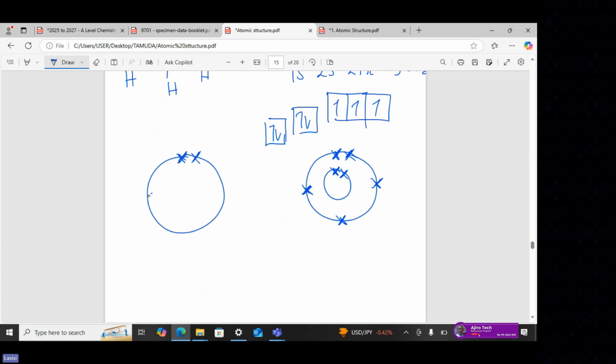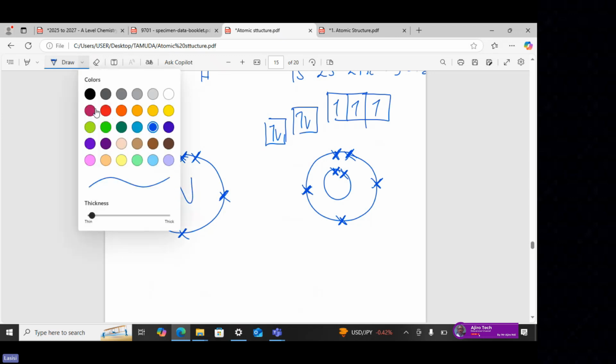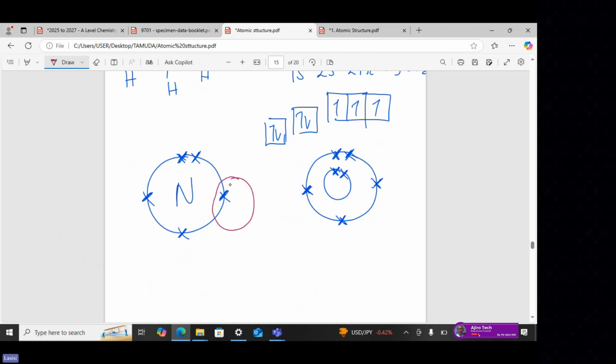2s2, 2px1, 2py1, 2pz1. Say this is nitrogen. I'm showing the outer electrons only. Nitrogen asks hydrogen, can I come and form a bond with you? Now this hydrogen brought 1. This hydrogen also brought 1. This hydrogen also brought 1. So now look at it. Ammonia has 3 bonding pairs. Do you agree? Yes.